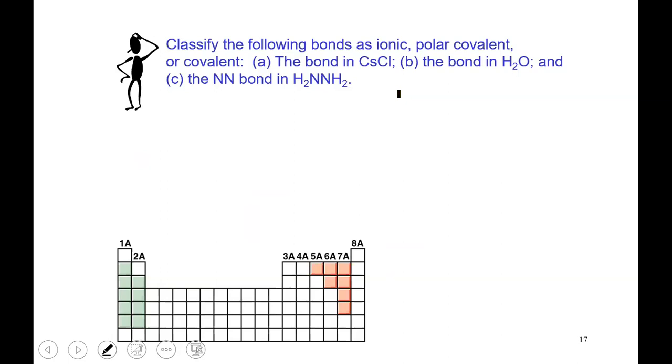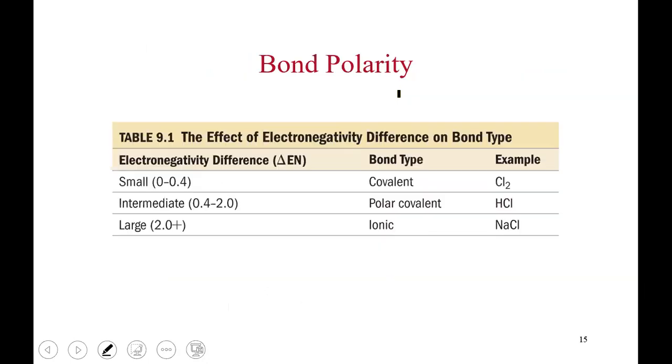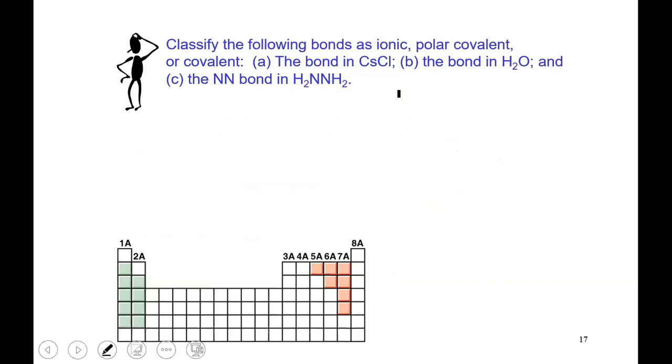So let's do the first one here, cesium chloride. If you look at the periodic table, cesium has an electronegativity value of 0.7. Chlorine has a value of 3.0. So what's the difference? 3 minus 0.7, 2.3. So according to our scale that we built here, we said that if it's more than 2, it's going to be ionic, right? So therefore, this compound would be ionic. Very good.